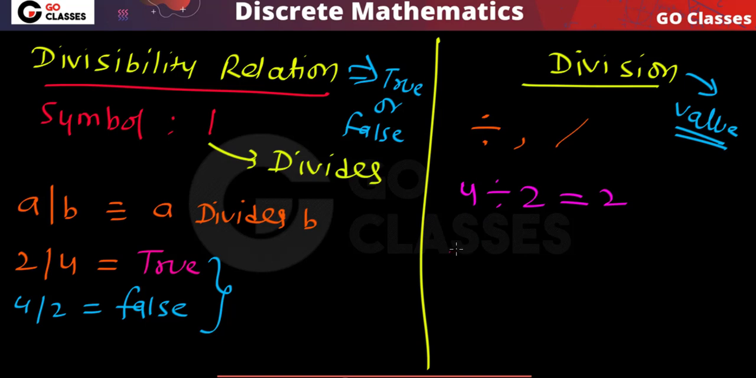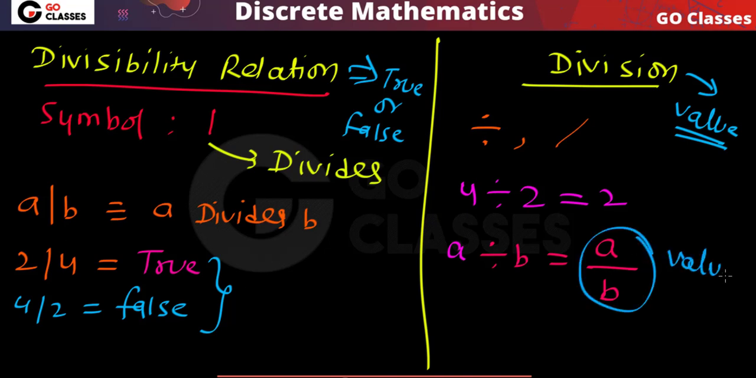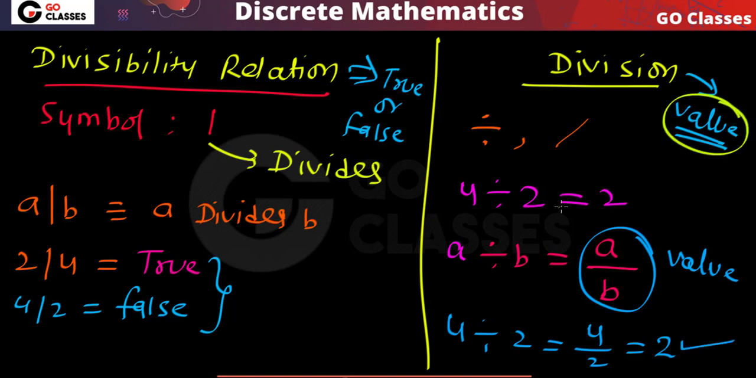Remember, this is different. If I write it like this, it simply means what is the value when A is divided by B. Basically I am asking for this value. For example, the value when 4 is divided by 2 will be 2. So the answer is 2. So here the answer will be a value. In this division, the answer will be a value. And this is the symbol for divisibility relation. This means divides, and this will give you true or false.